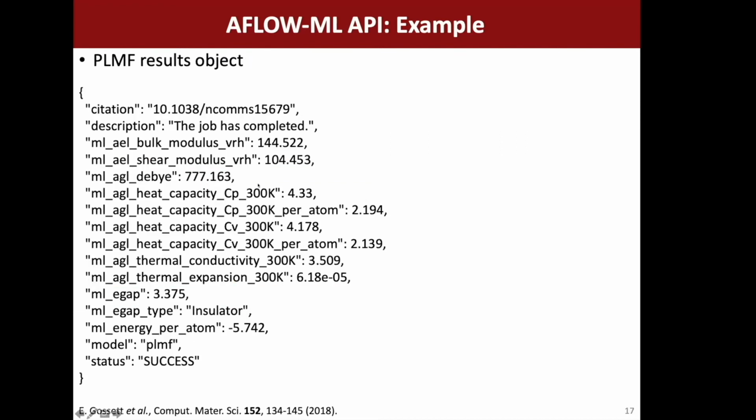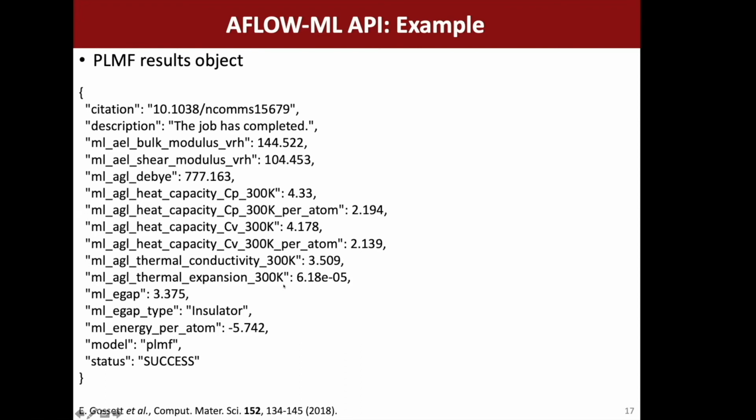And then once you get this results object, here you have the status. In this case, the status is success, so that means that it was predicted successfully. Sometimes you'll get a status of pending or failure. So this tells you the job is completed. Then it gives you a prediction for things like bulk modulus, Debye temperature, heat capacity, and so on, electronic band gap, metal or insulator, etc. And it also tells you the specific model that's being used.